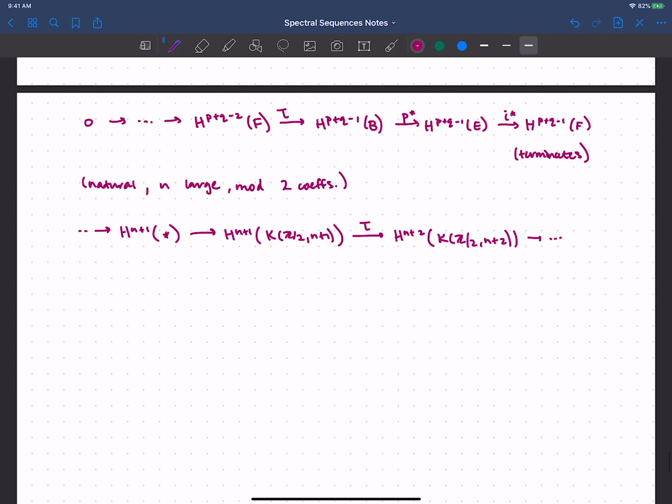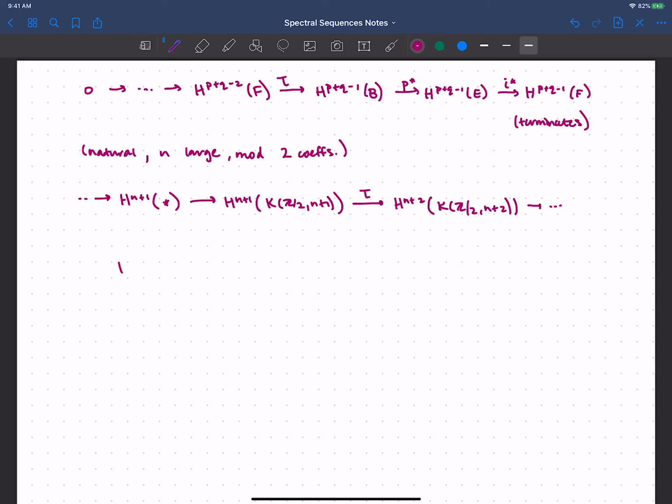Okay, so what does that look like? Well, now my total space is X_1. My fiber is the same. And then my base now is K(Z, n). Keep wanting to write Z mod n. Oh, it's tough. Okay, great. Okay, so this exact sequence is natural.